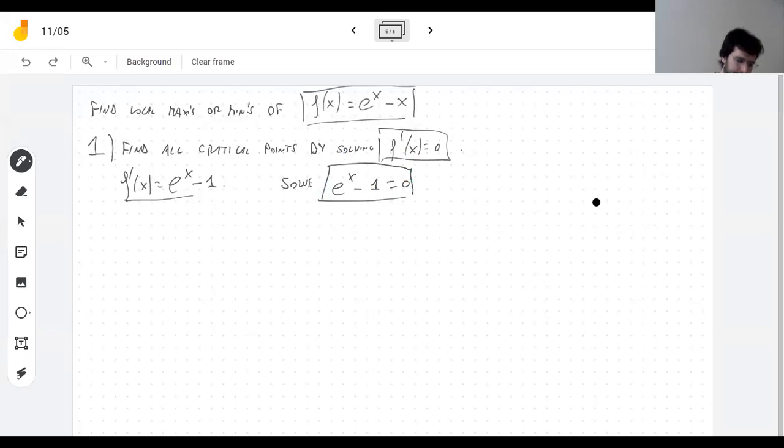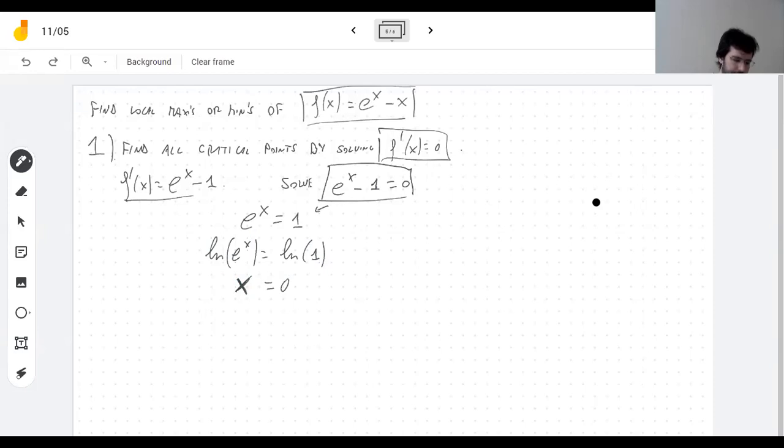So I feel like I should write e to the x equals one. And then what do I do? Do you take the ln of both sides? Yeah, I agree that that's what we should do. You want to get rid of the exponential function, and the way to do that is to take the logarithm of both sides. The logarithm of one is zero, and when you take ln of the exponential, they cancel each other out.